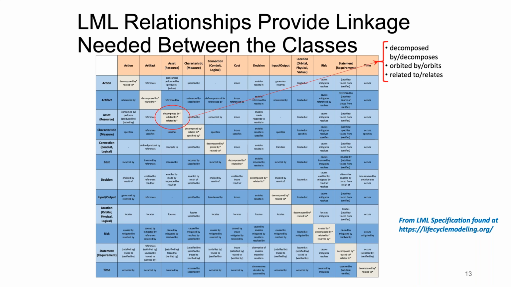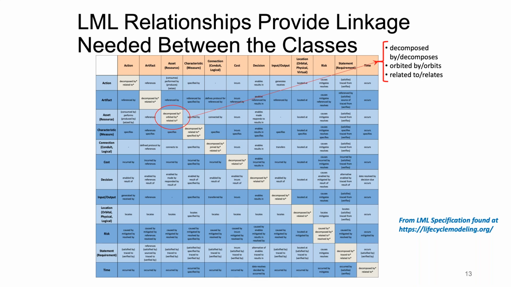We added the orbit and orbited by because we use this for aerospace work. And one of the big problems I always found was I was missing that kind of a relationship, just because two assets together, if I had the sun and the earth going around each other, right? I mean, the sun's in the middle and the earth's going around it. I need that relationship. It's not a decomposed by relationship, which is, again, the parent-child relationship standard.